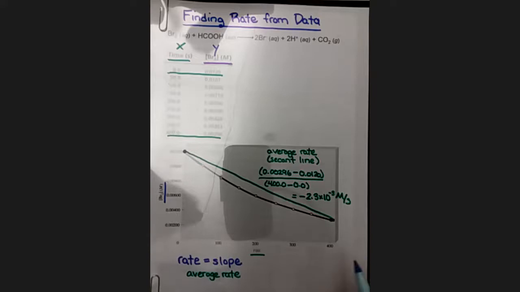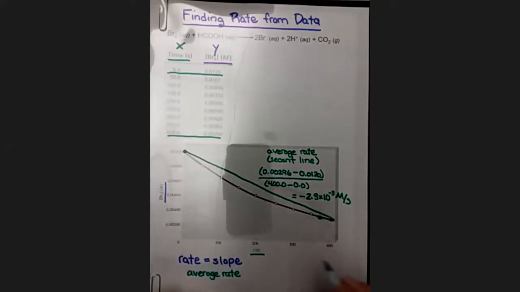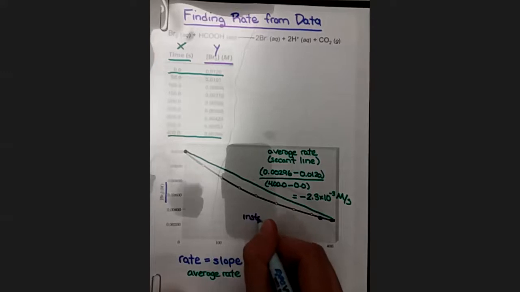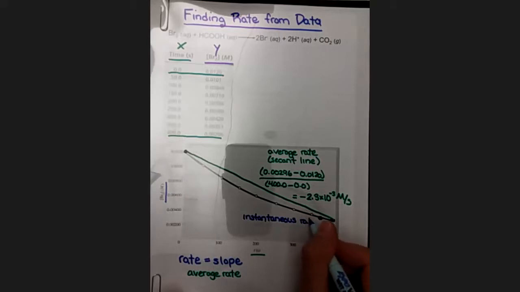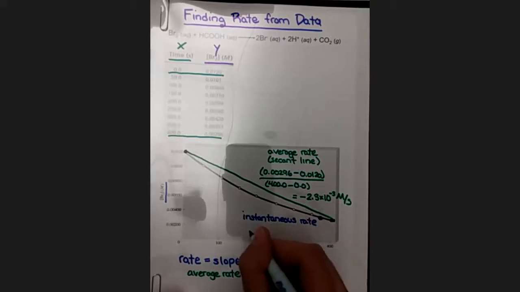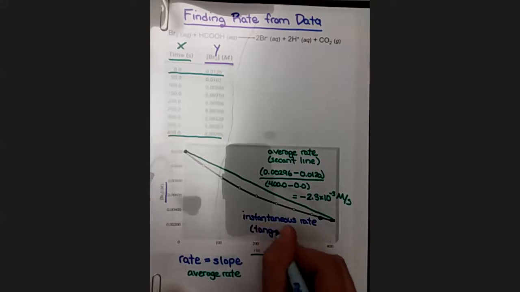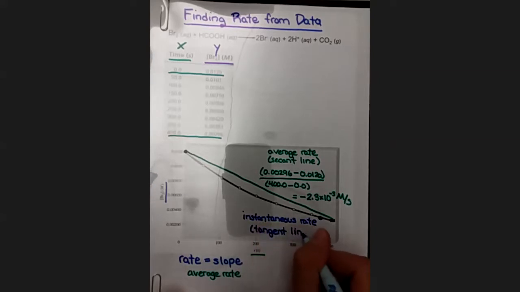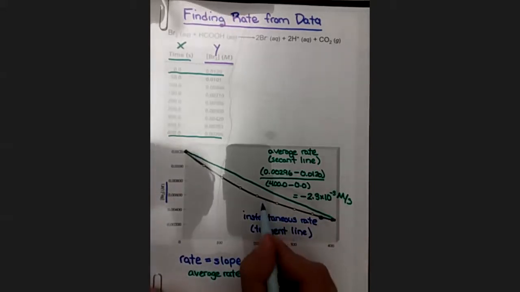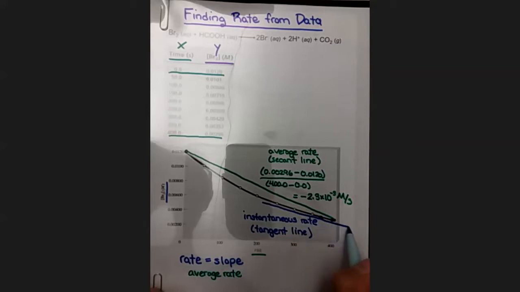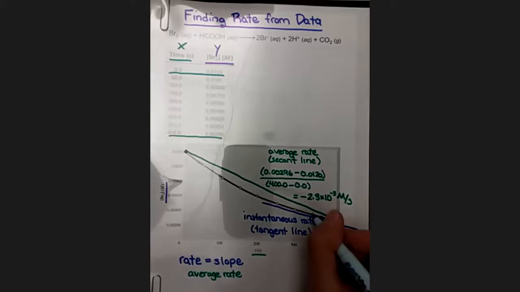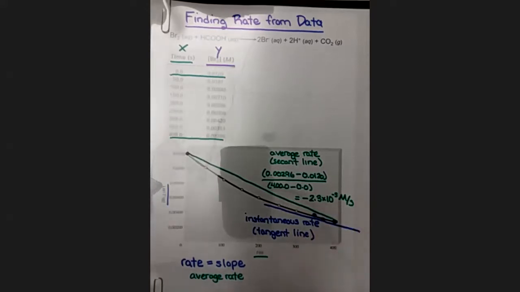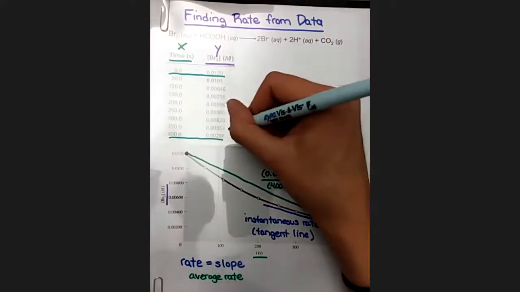So sometimes I want to find the slope at a particular point. And that's called the instantaneous rate. And for those of you who've taken calculus, this is called a tangent line. So we can take a tangent line to the curve where it only touches at one particular point. And we can do that by picking a point on either side and using those points to do rise over run. So I want to do this end of the curve.